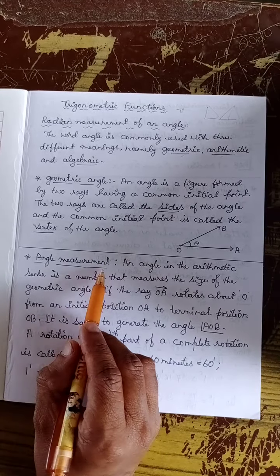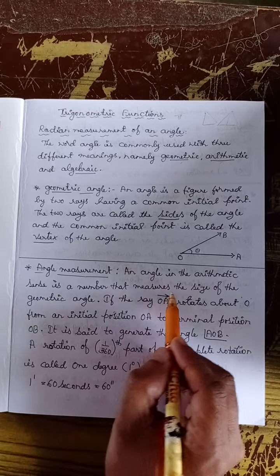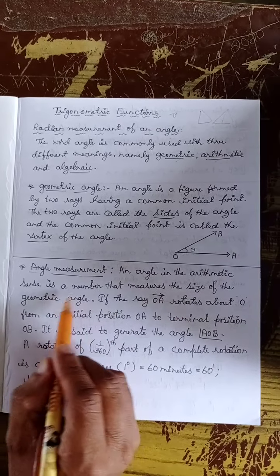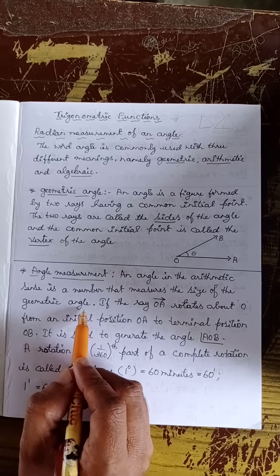What is the angle measurement? An angle in the arithmetic sense is a number that measures the size of the geometric angle. That is the size. Sizes are there, 0 degree to infinity.